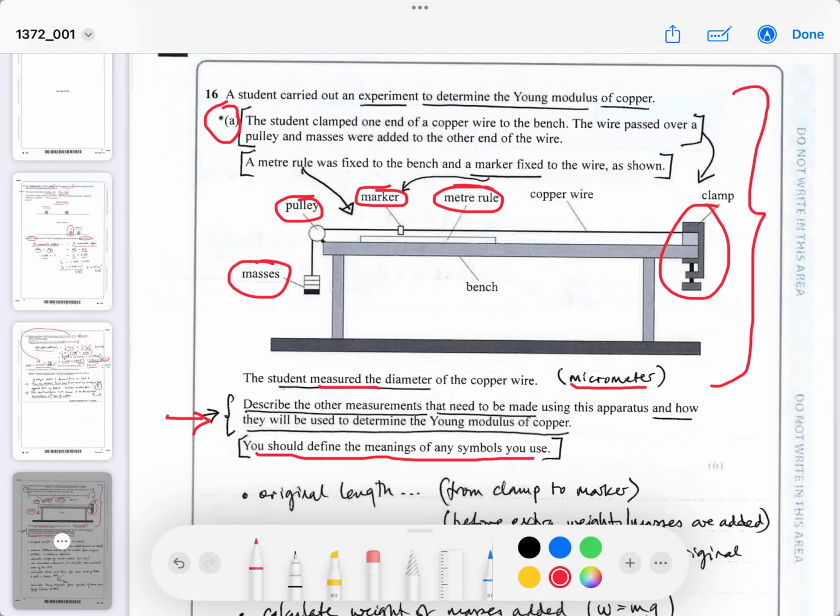So the first thing you need to measure is the original length. The original length is from the clamp to the marker, because basically from here to here is the length of wire that you are stretching. Yeah, so that's the active part that you're stretching. So if the marker moves to the left in this diagram because of the masses, you've stretched that length of wire from here to here. So this is your original length, the red part that I've scribbled on the diagram. So you need to say, measure the original length from the clamp to the marker, okay?